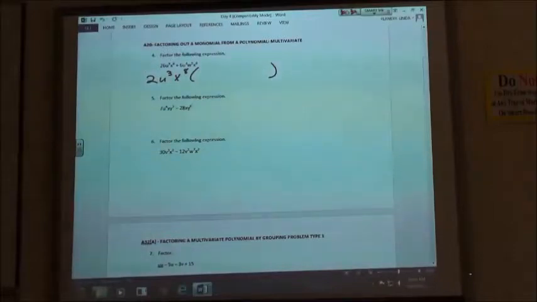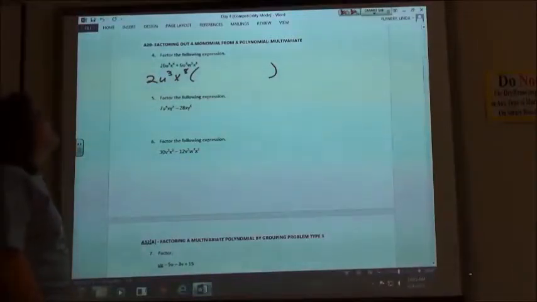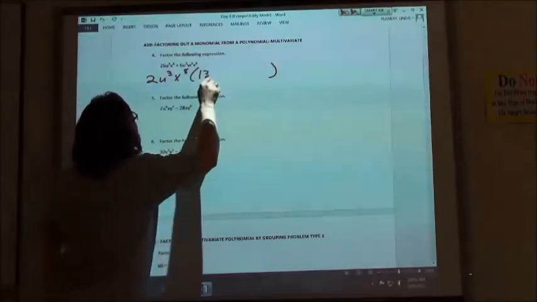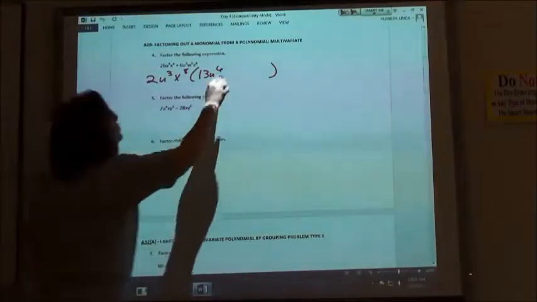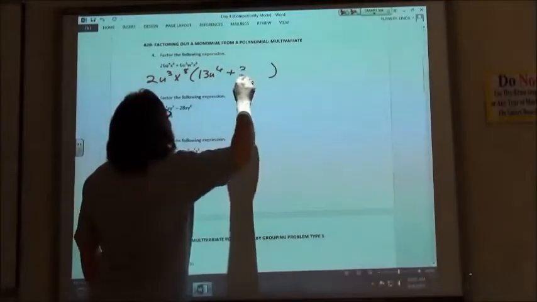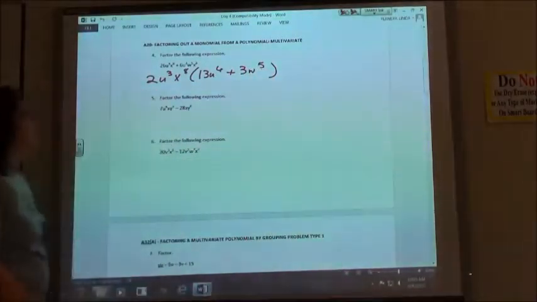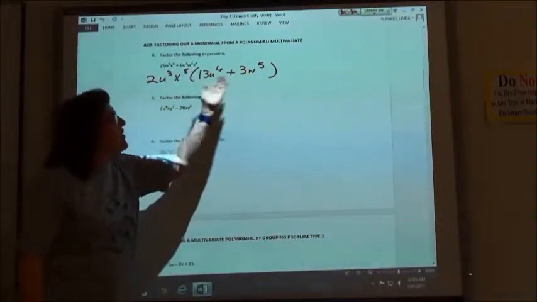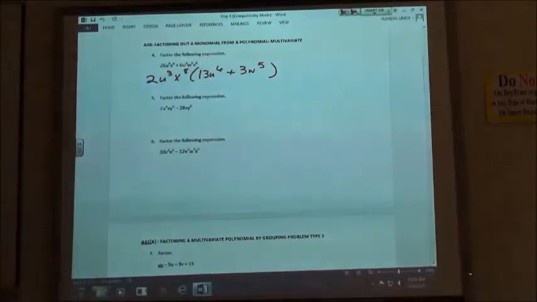So if I take 26u to the ninth x to the eighth and I divide out the 2u to the third x to the eighth, I'm left with 13u to the sixth. Plus, if I take my 6u to the third w to the fifth x to the eighth and I divide out my 2u to the third x to the eighth, I'm left with 3w to the fifth. So again, these shouldn't have anything left as a common factor when you're done if you have it factored all the way.